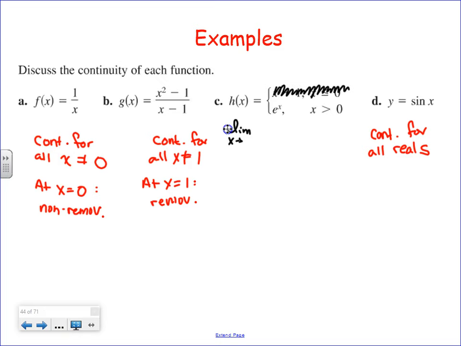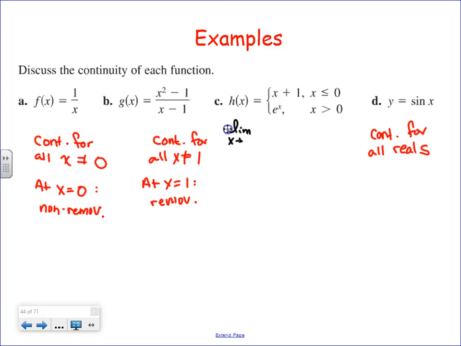How about him? Imagine it was just him, e to the x. Does he have any problems? I don't think so. Doesn't he go forever that way and forever that way? He's fine. So if they're fine individually, where is the only place this piecewise function could have a problem? At 0, because the question is, do they meet or not? However it goes. Do they agree or not? That is the big question.